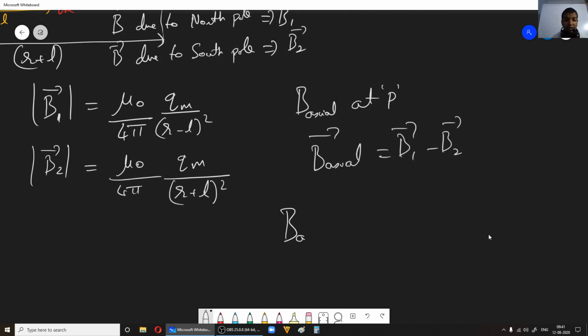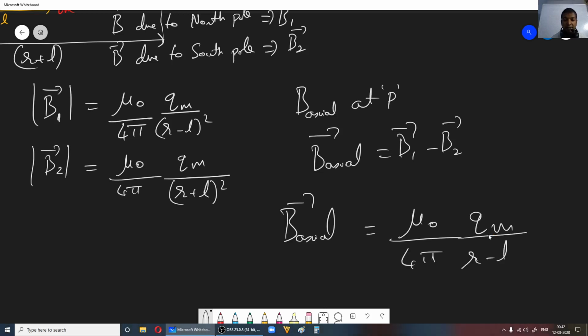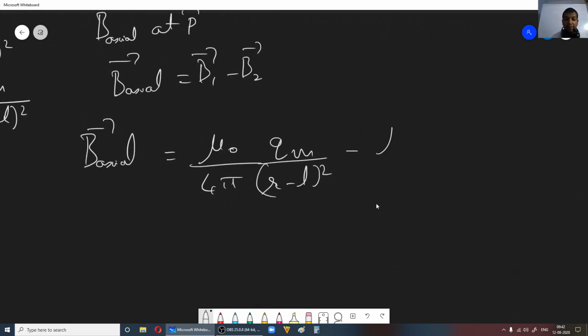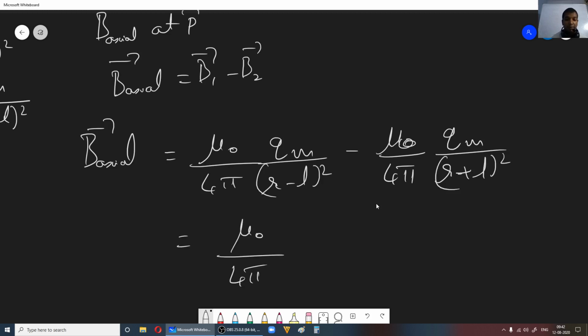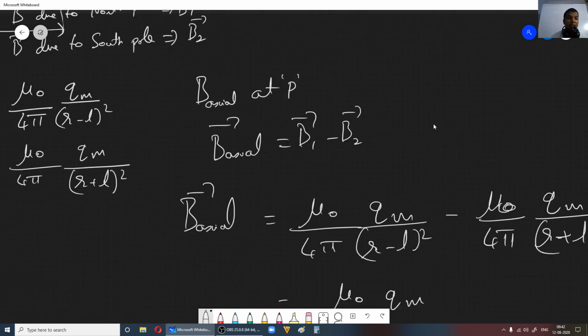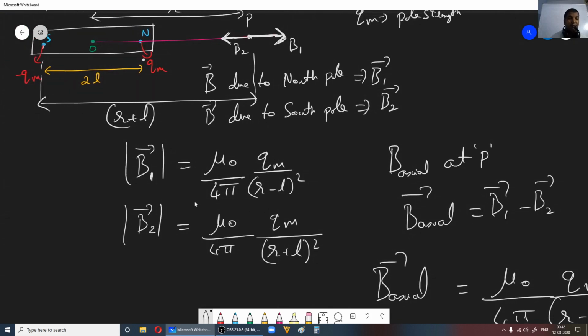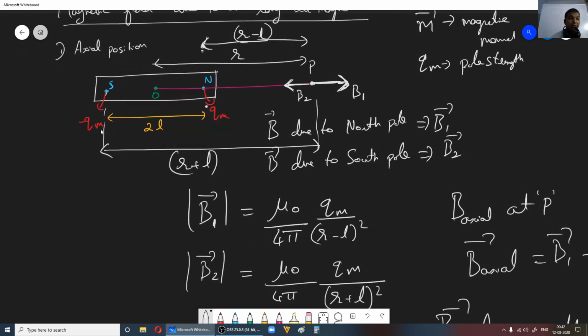So the axial magnetic field can be given as mu naught divided by 4 pi Qm times 1 divided by r minus L the whole square, minus mu naught divided by 4 pi Qm divided by r plus L the whole square. Finally you can take mu naught divided by 4 pi Qm outside. See, here I did not write minus, because this is actually minus itself, but the direction comes from the negative magnetic charge: the direction of B2 will be towards.